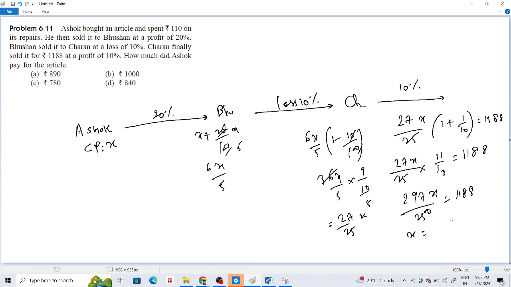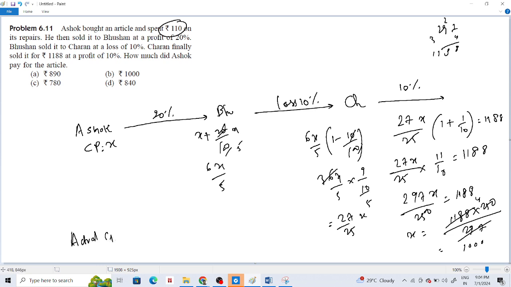Okay, so it got cancelled by 4. So x is 1000, out of which 110 was on repairs. So actual CP is 1000 minus 110. So 890 is the answer.